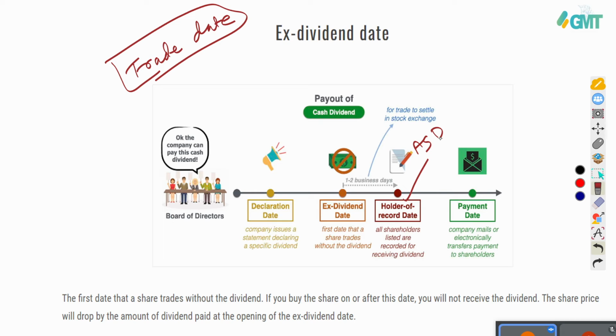Okay. Entitlement date? Trade. Who said entitlement? Trade date and ex date are both the same. Who said the entitlement? Kiran, yes. Entitlement date. But is ex date and entitlement date the same? No. Ex date minus one would be the entitlement date that you can see here.